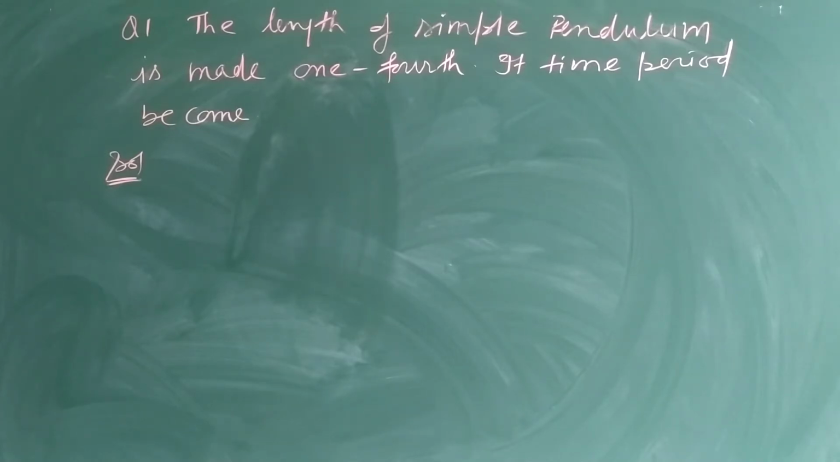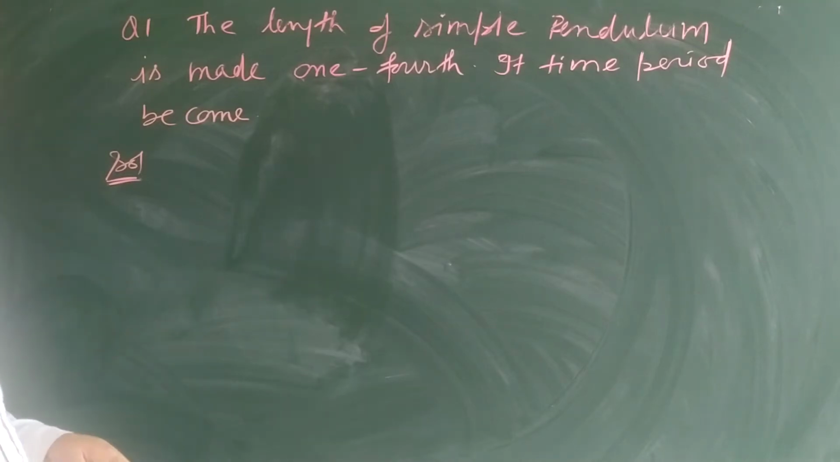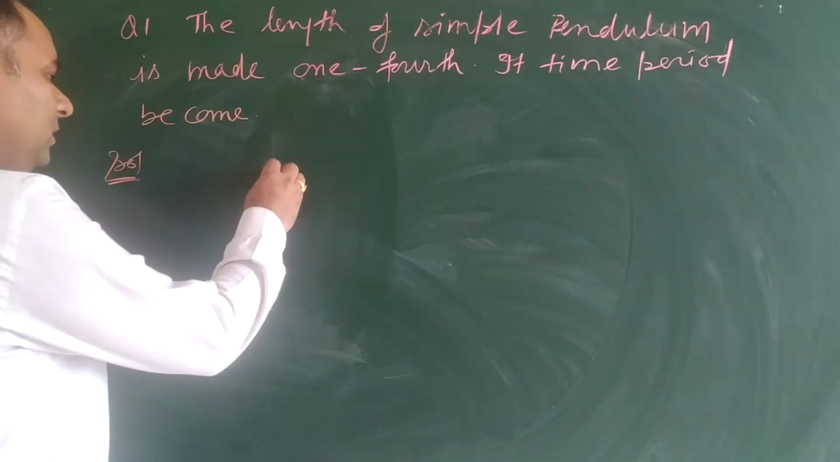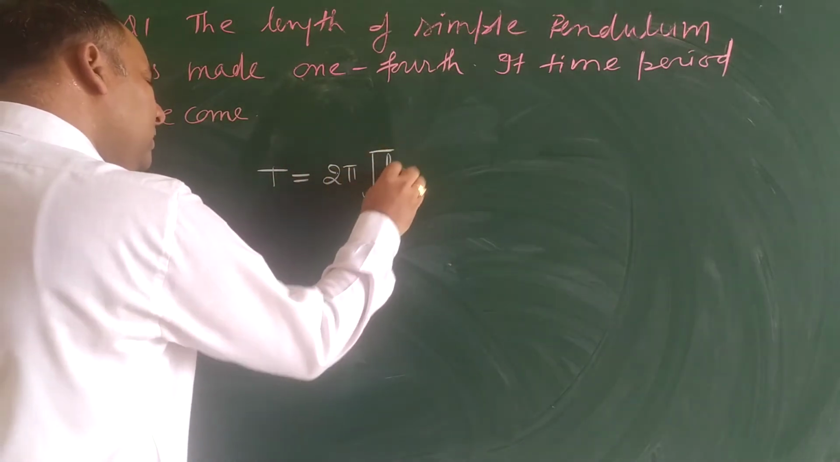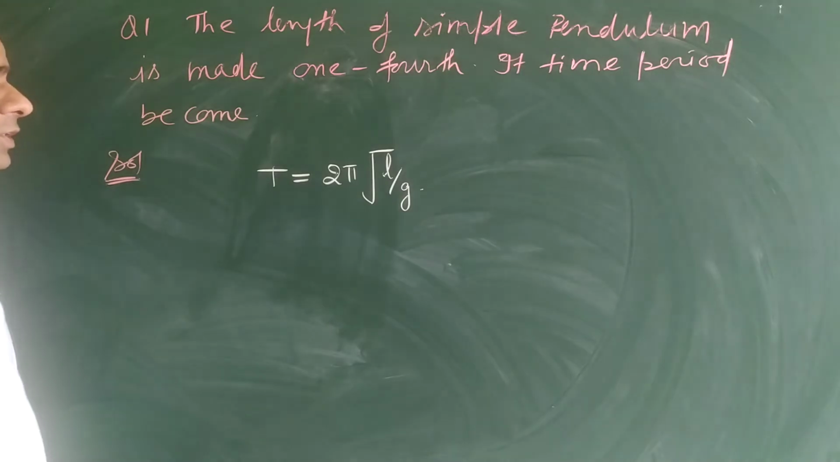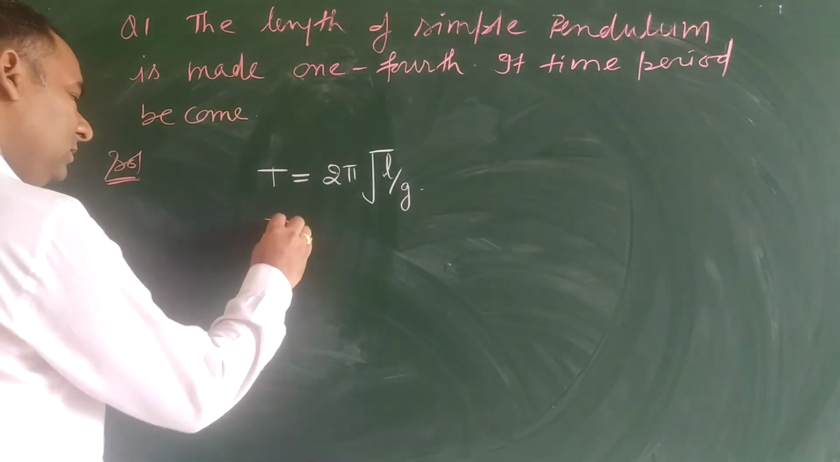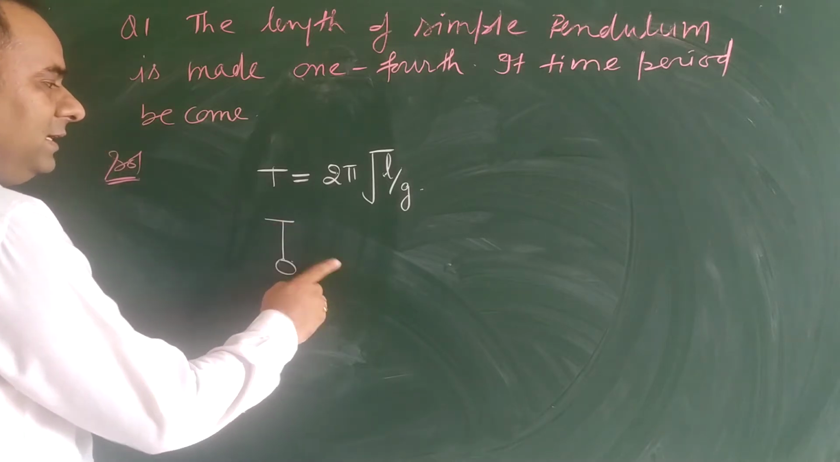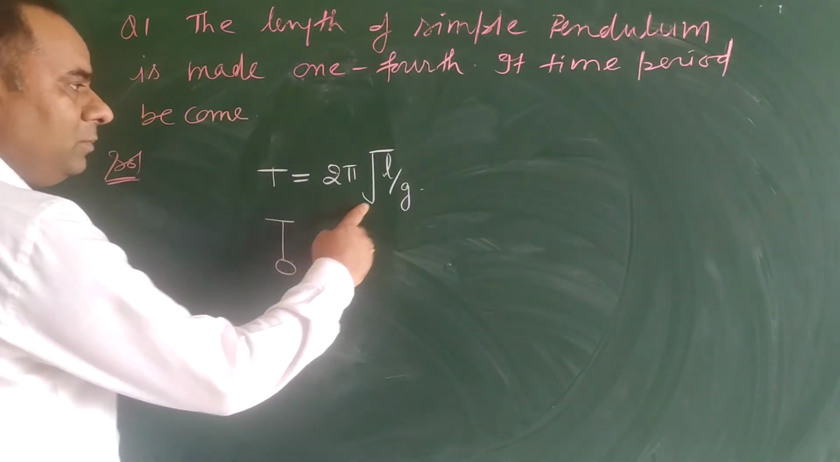Your next numerical: the length of a simple pendulum is made 1/4. Its time period becomes? Clear? So what is the formula of time period? That is 2 pi under root L upon g. In the first case, L is the length and g is the acceleration due to gravity, so the time period is 2 pi under root L upon g.